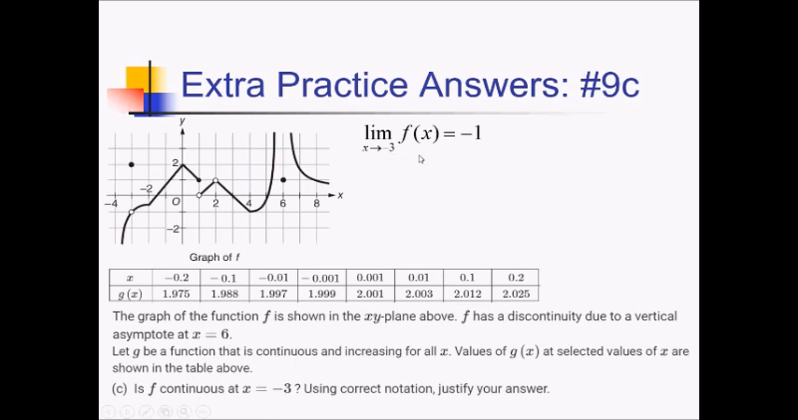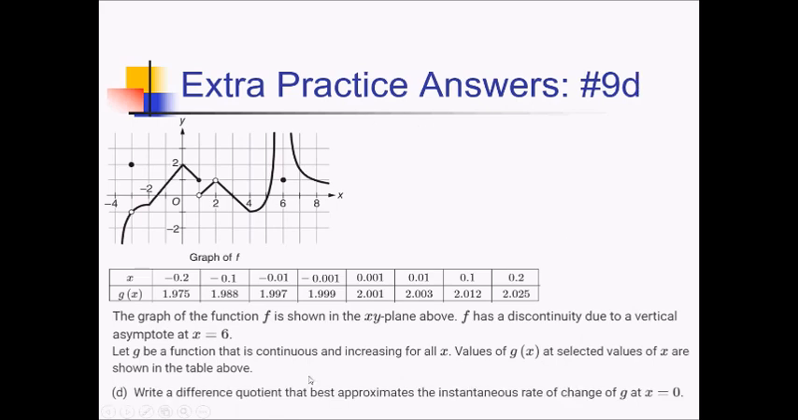And the function value now, f of -3 itself, well, that's going to be this solid dot up here at 2. So that exists. The problem is that the limit and the function value don't equal each other. So that means that we are not continuous at x equals -3.